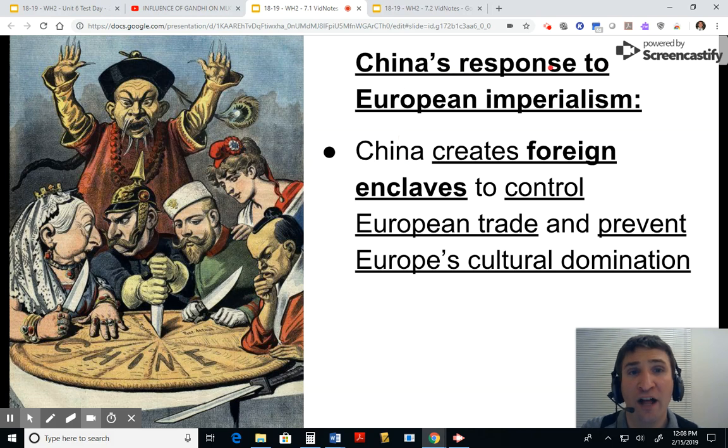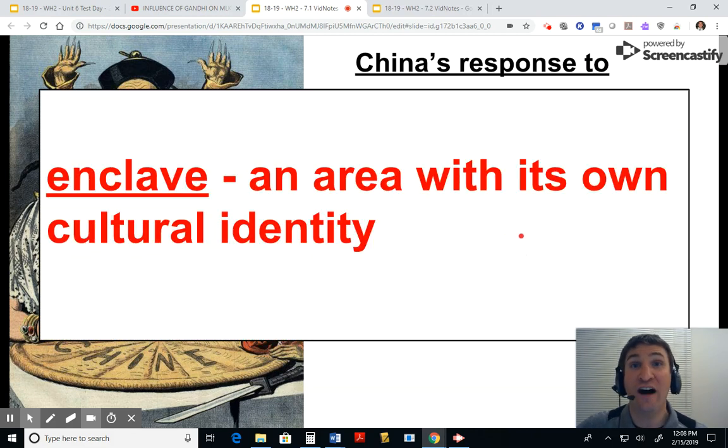So China's response to this European imperialism, China creates foreign enclaves to control European trade and to prevent Europe's cultural domination in their own country. And let's define this term. Enclave is an area with its own cultural identity. So the European traders will allow their own little neighborhood to be able to trade.